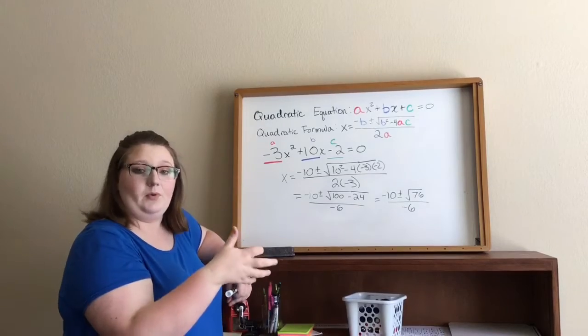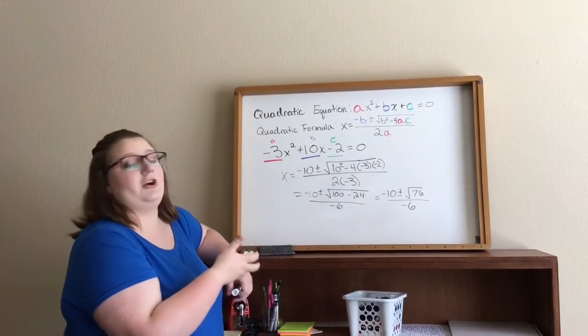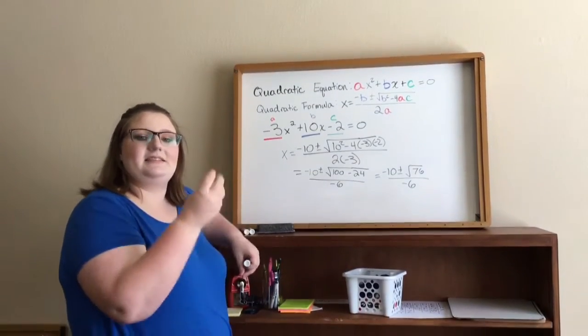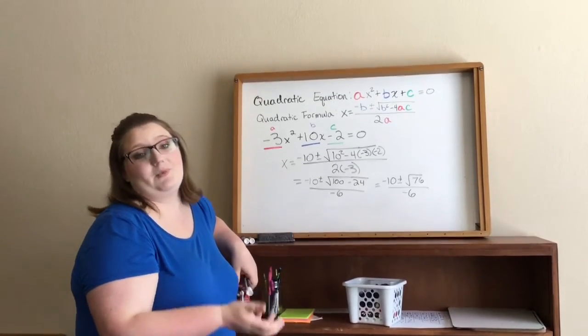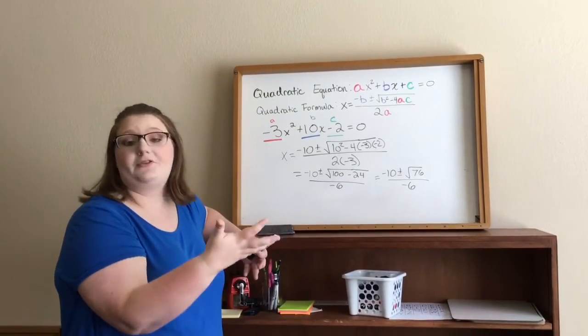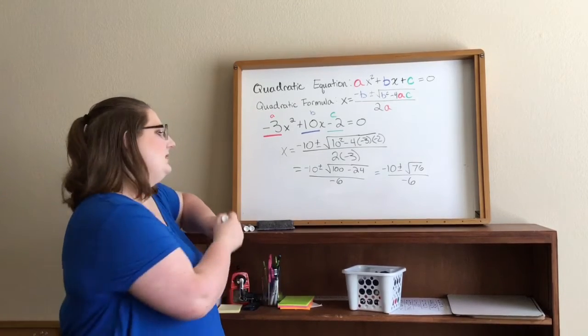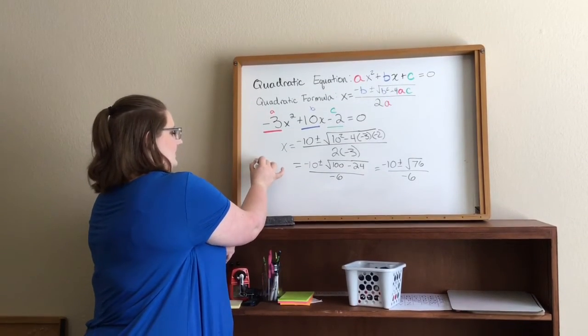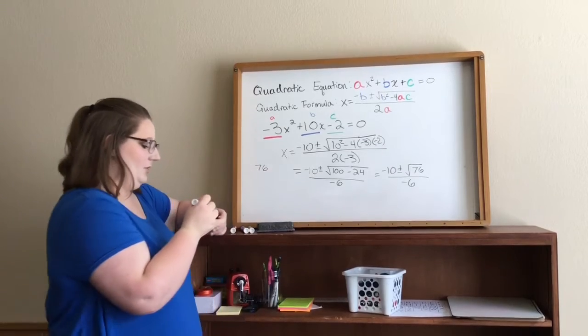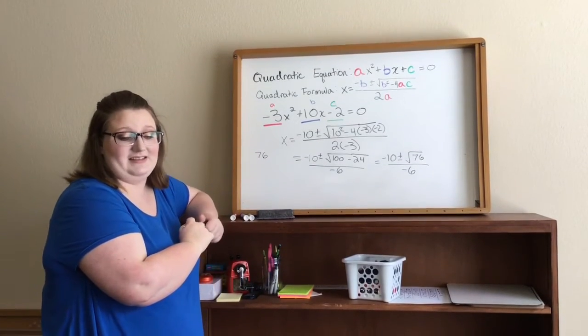All right, now at this point, when we look at our square root of 76, 76 is not a perfect square, so we can't just take the square root of it and get a number. We do want to simplify our square root though. So this is where we use our factor tree. So somewhere over to the side, we're going to do the factor tree with 76.